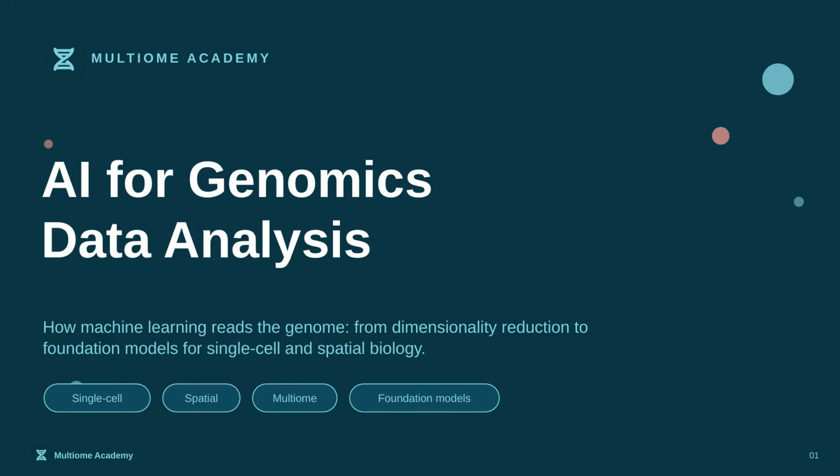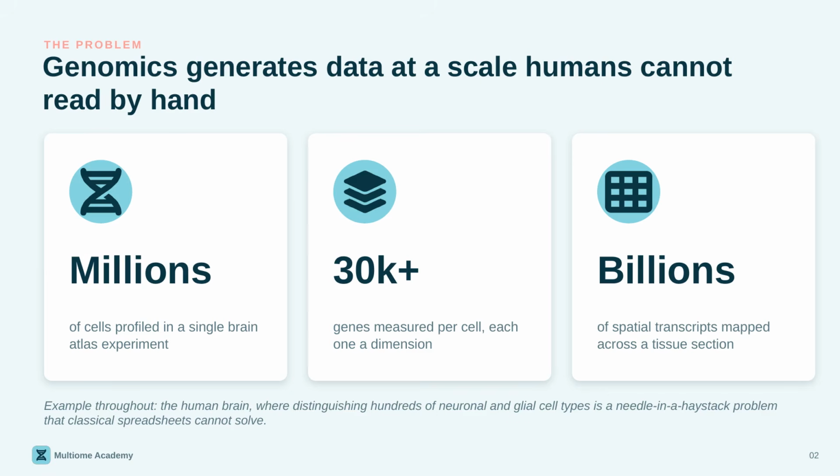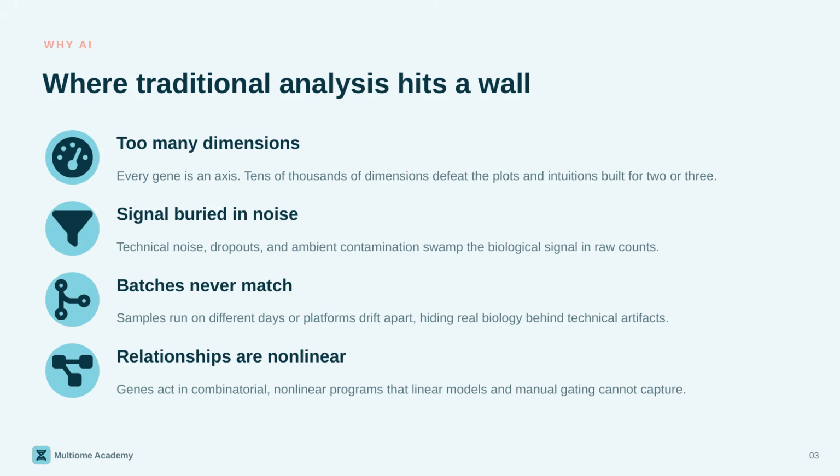In this session, we look at how machine learning reads the genome, from dimensionality reduction all the way to foundation models for single-cell and spatial biology. Modern genomics generates data at a scale no human can read by hand. A single brain atlas experiment profiles millions of cells, measures tens of thousands of genes per cell, and can map billions of spatial transcripts. Distinguishing hundreds of neuronal and glial cell types is a needle in a haystack problem that spreadsheets cannot solve. Traditional analysis hits a wall for 4 reasons.